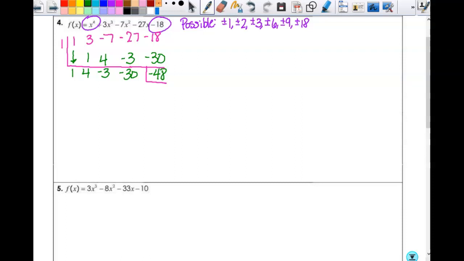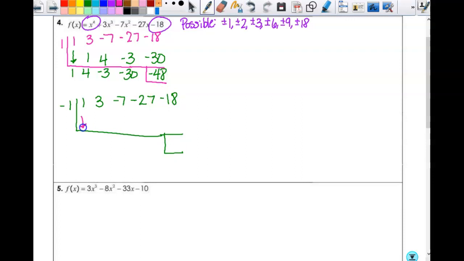So now I can try negative 1. So I'll put negative 1 out here. Use the same coefficients. 1, 3, negative 7, negative 27, and negative 18.